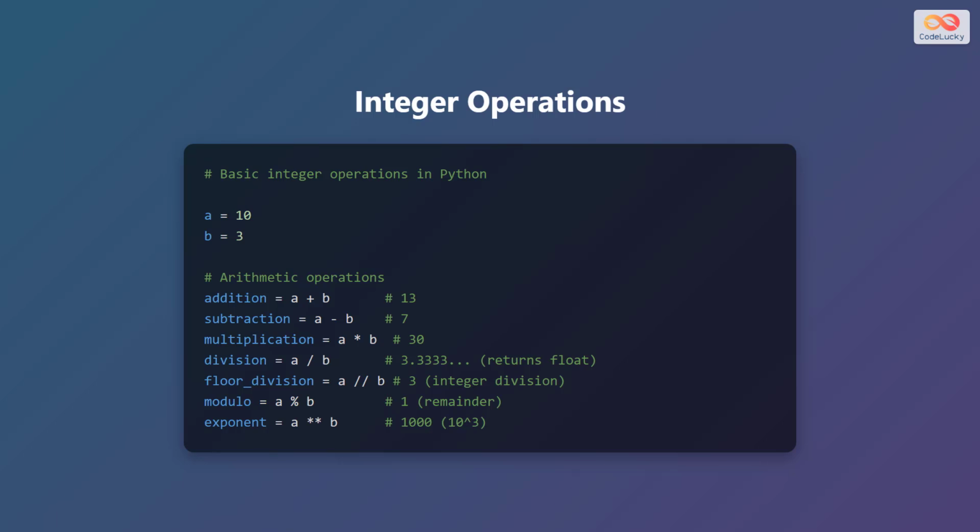Division, a divided by b, which equals approximately 3.333. Floor division, a double slash b, which performs integer division, resulting in 3. Modulo, a % b, which returns the remainder of the division, resulting in 1. Exponent, a double asterisk b, which raises a to the power of b, resulting in 1000.